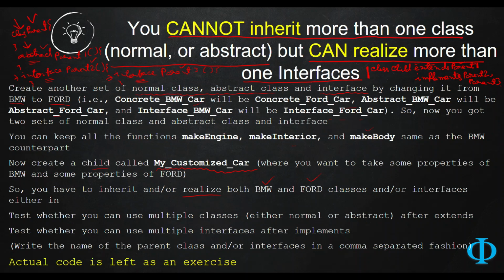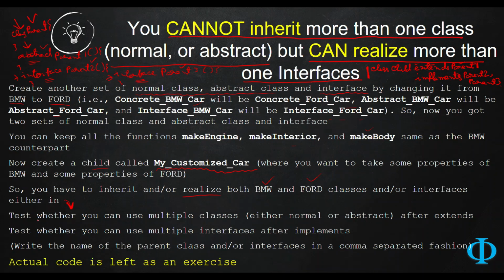Like either you inherit concrete BMW class or concrete Ford class, or you inherit abstract Ford class or abstract BMW class, or you implement the interface BMW car and interface Ford car. This is how you want to check all the customization. So you can test either of these things. Just do this test and your concept will be clear.